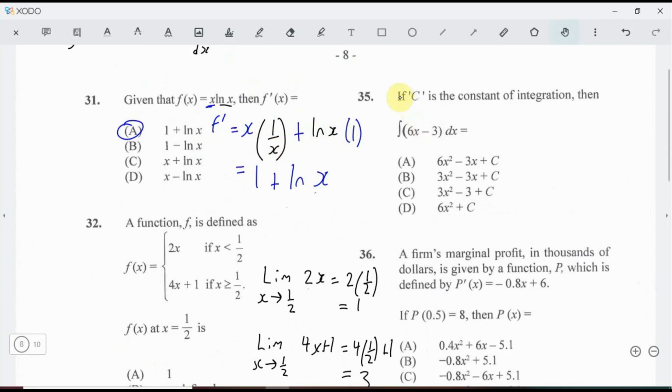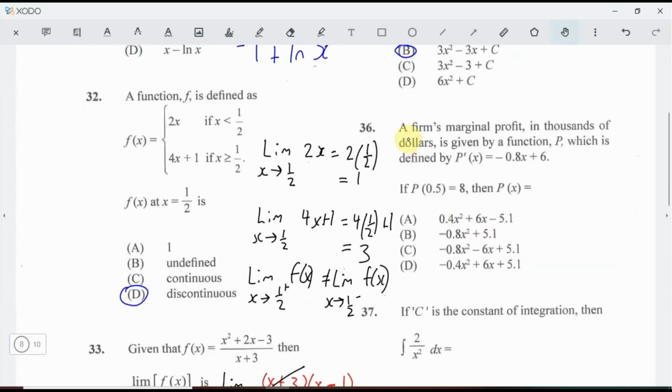Question 35, it says, if c is a constant of integration, then when we integrate 6x, we know we're going to get add 1 to the power, divide by the power, minus add 1 to the power, divide by the power, plus c. But 6x squared over 2 is just 3x squared. So this is just 3x squared minus 3x plus c. Easy.